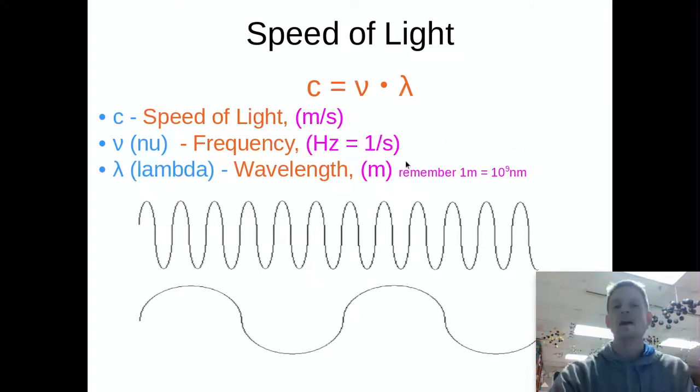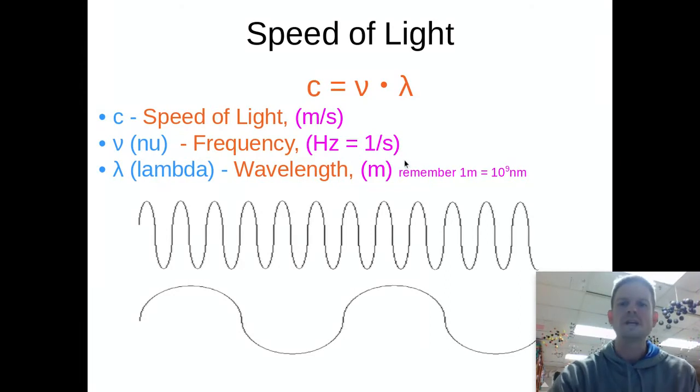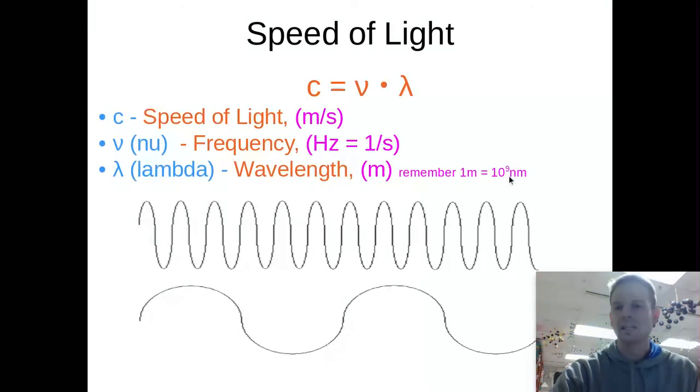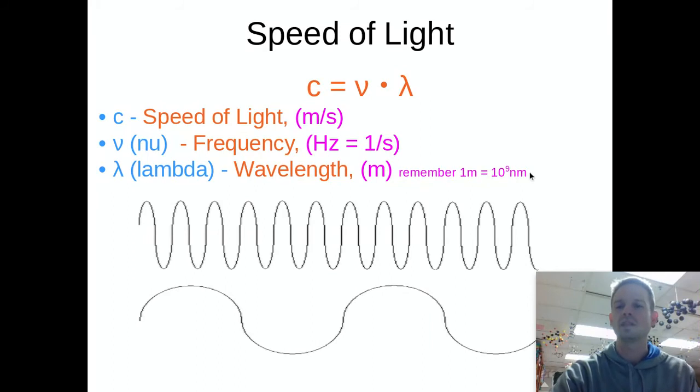And wavelength is measured in meters, and we want to remember this, right? So this is something that we may need to use in the future. So 1 meter is equal to 10 to the 9th nanometers, because we're working with really small units, and so sometimes we'll get nanometers out there, and we can just do that conversion pretty simply.